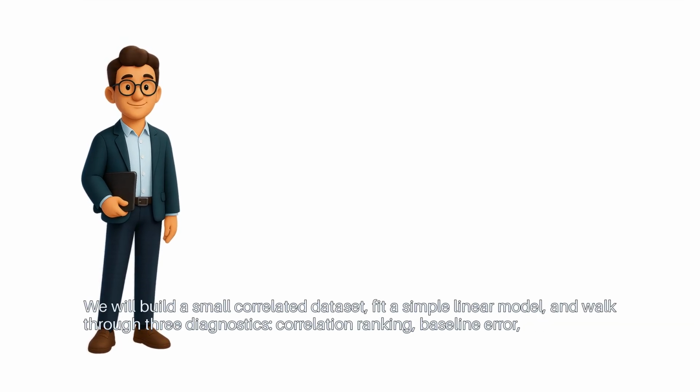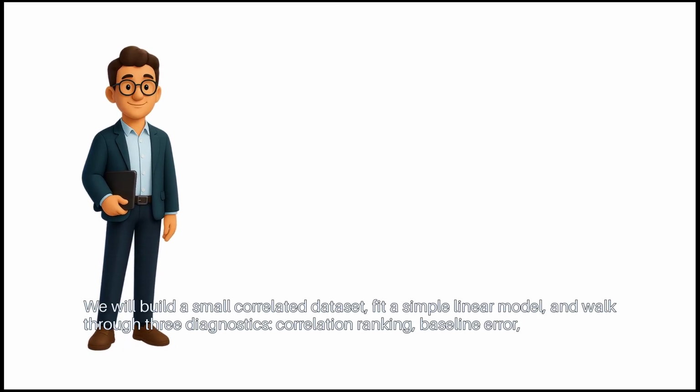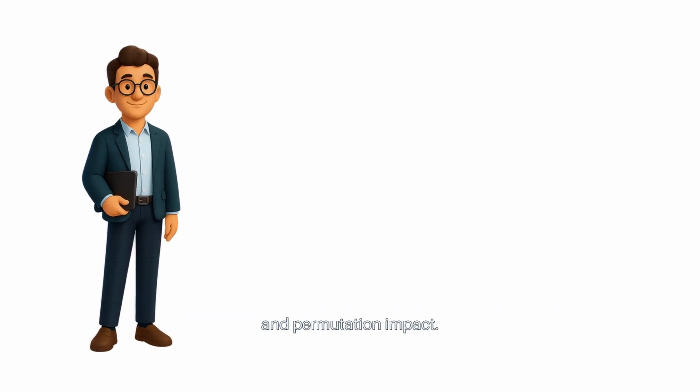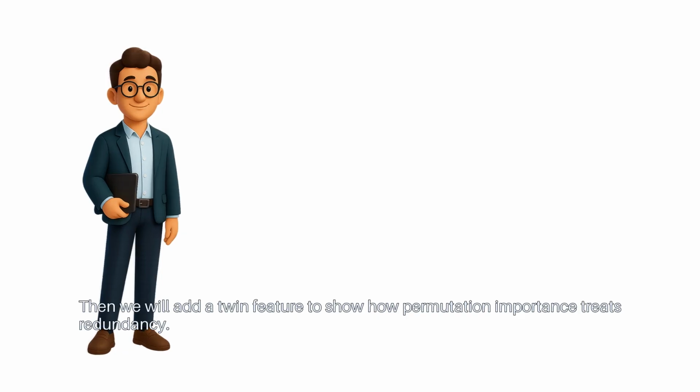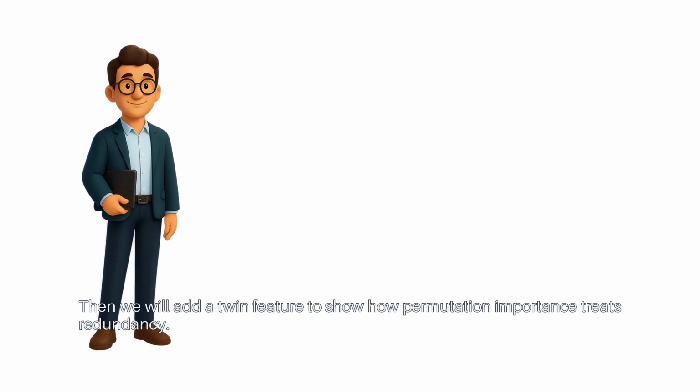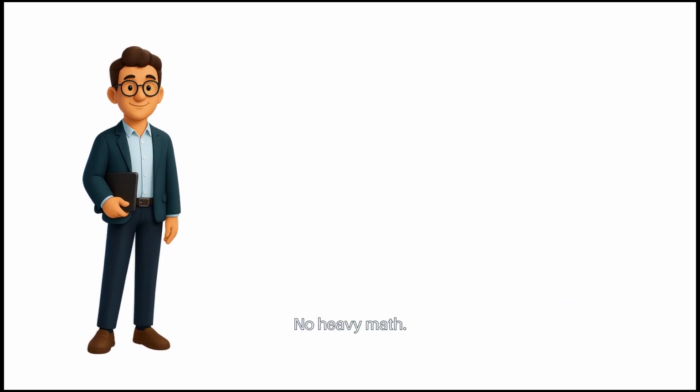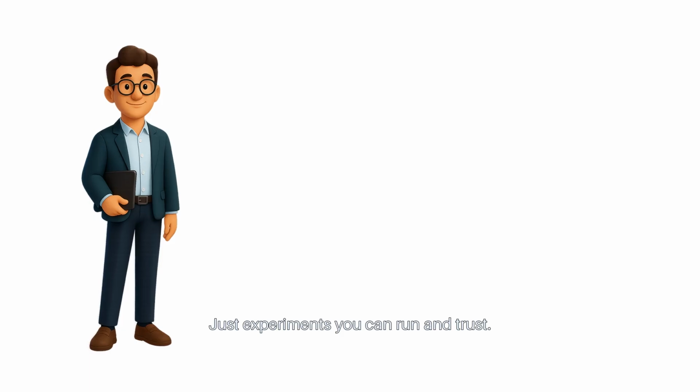We will build a small correlated dataset, fit a simple linear model, and walk through 3 diagnostics: correlation ranking, baseline error, and permutation impact. Then we will add a twin feature to show how permutation importance treats redundancy. No heavy math, just experiments you can run and trust.